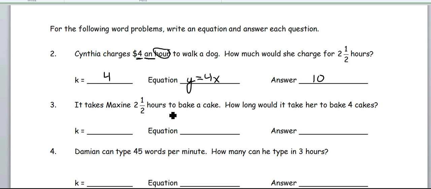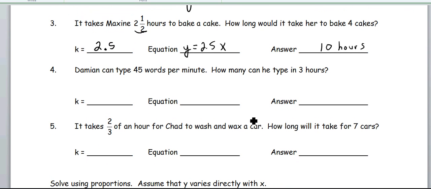It takes Maxine 2.5 hours to bake a cake. How long would it take her to bake 4 cakes? So this is each cake. So I'm going to put in here 2.5. My equation is Y equals 2.5x. If I put in 4 in place of the x, 2.5 times 4 is 10 hours. This should have been $10. Alright.